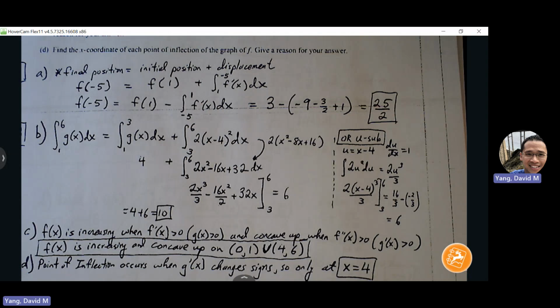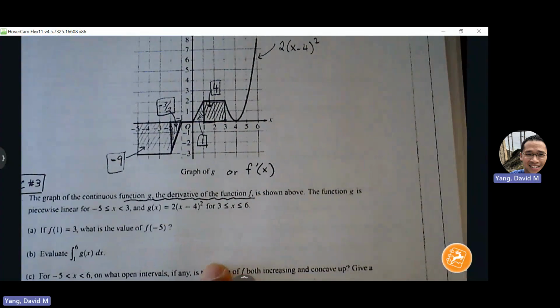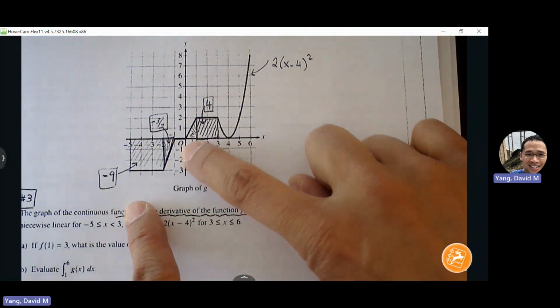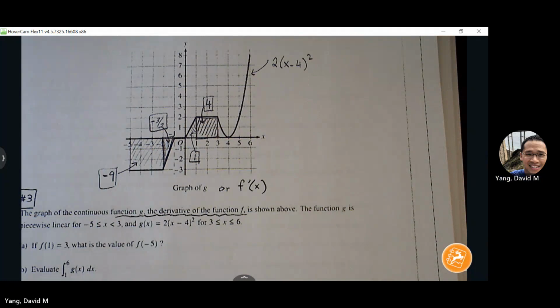Okay, part C says, on what interval is the graph both increasing and concave up? You're looking at the derivative graph here. So increasing and concave up means increasing has to be above the x-axis, and concave up would have to be positive slope. Right? Positive slope on the f prime graph indicates concave up. So it's got to be above the x-axis, then it's got to be positive slope. So we have this region here, this interval here, this interval here.